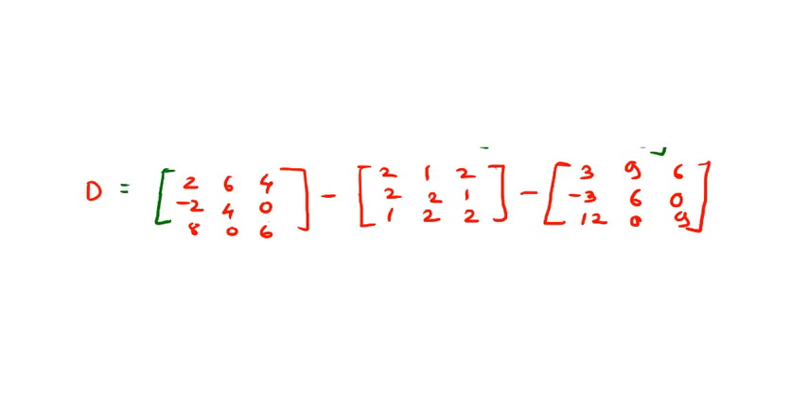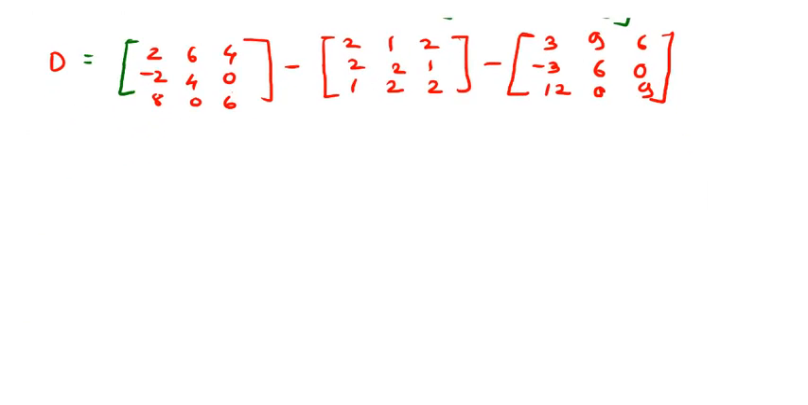Okay, so this is our matrix. Now just subtract the given matrices. Firstly we will subtract these two matrices. Corresponding elements will get subtracted.